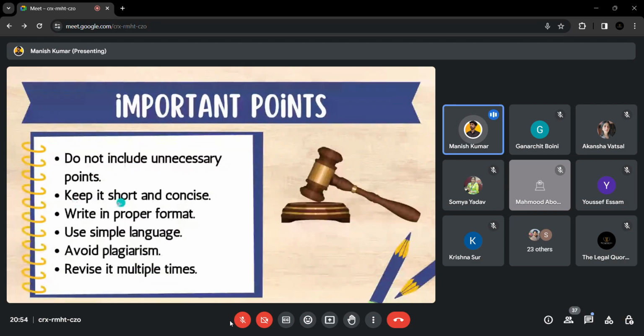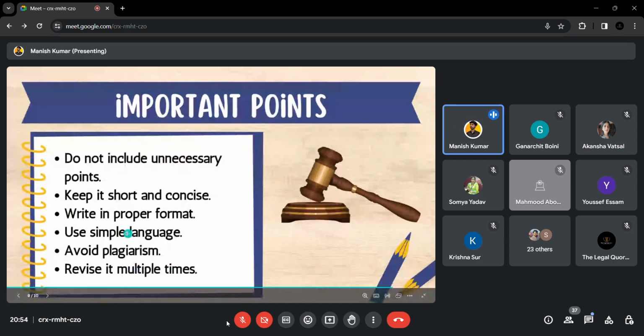Write in proper format as we discussed. Use very simple language, because if you use complex language there is no sense of preparing a case summary, because the judgment is already in complex language, so you need to simplify the actual judgment, right? As we did in articles, you have to avoid plagiarism in case summaries as well. Do not just copy paste someone else's case summary and produce it as your own. You have to write by your own. Please keep a note of it.